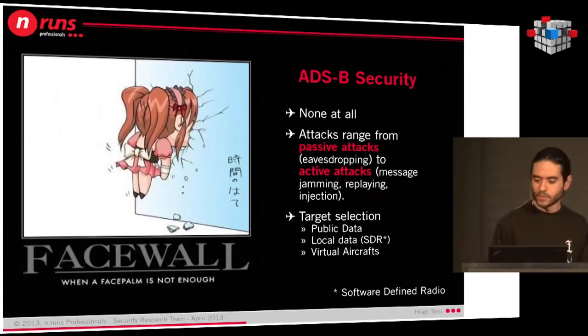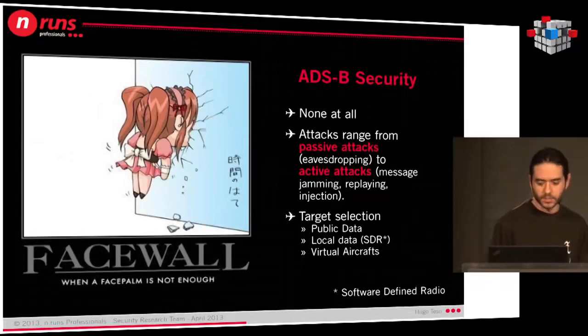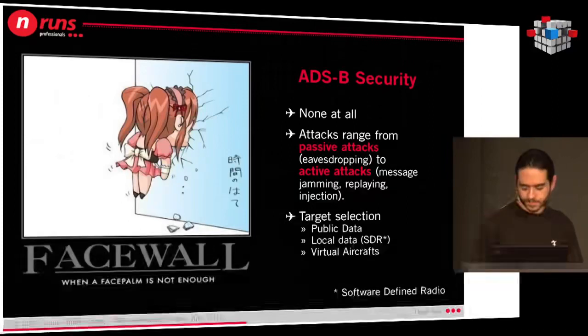Okay. As I said, we will use that in order to get target selection, and we will use three different sources for this data. First, public databases, where a lot of people gather ADS-B data and share it with us. Second, local data using software-defined radio. And third, we will be working all the time in this research with virtual aircraft, as we'll see later, so we'll also take the ADS-B input and output of these airplanes. That's all about ADS-B and how to get the targets on a map.